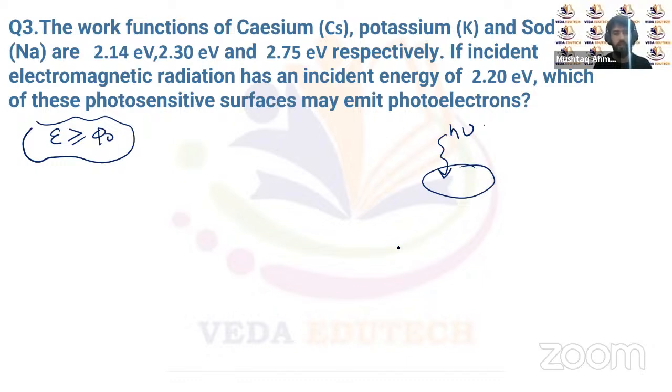Now you can see here the energy supplied is given as 2.20 electron volts, right? 2.20 electron volt. For cesium, you can see the work function is 2.14 electron volt and the supplied energy is 2.20 electron volt.